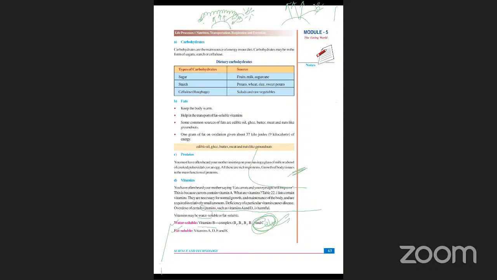Understood? So there are two types: water soluble and fat soluble. Those which are water soluble are fat insoluble. Those which are water insoluble are fat soluble. They are not dissolved in water. Understood? Yes or no?